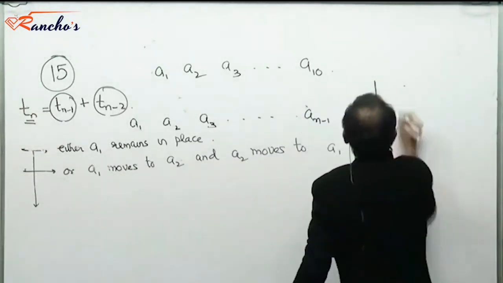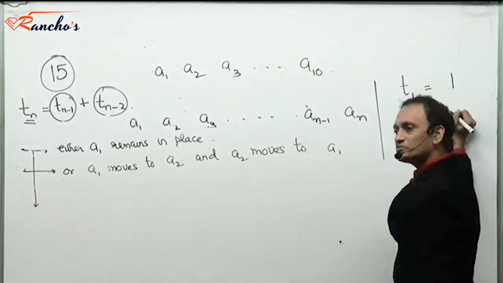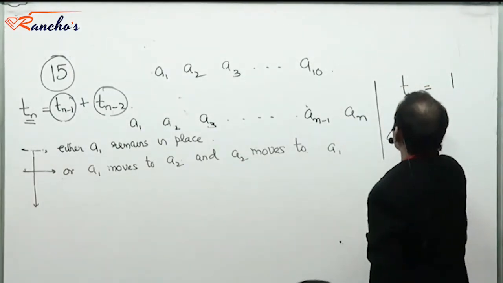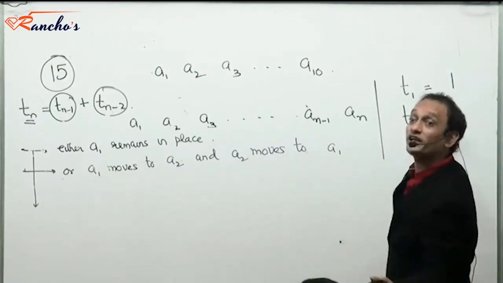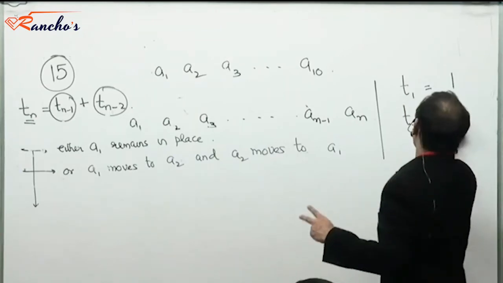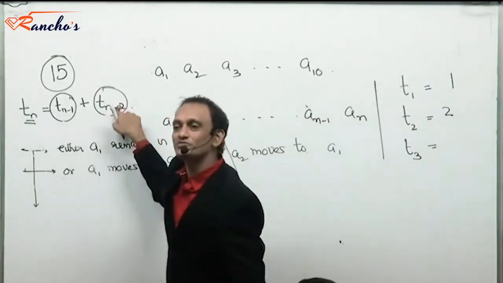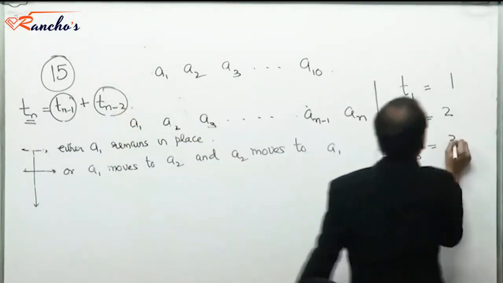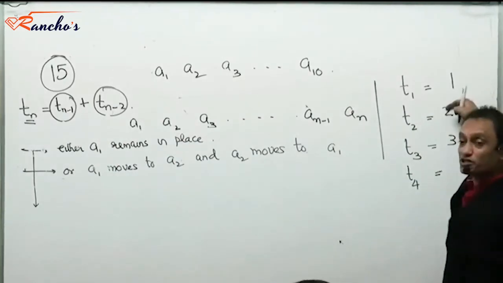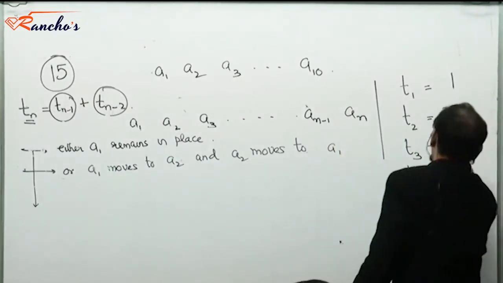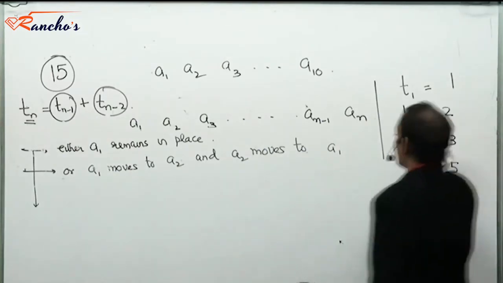Okay. Tell me what would T1 be if there is only one child? There is only one arrangement. If there are two children, AB and BA, how many arrangements? 2. Now, T3 from this rule would be T1 plus T2, which would be 3. T4 would be T3 plus T2 from that rule, which is 5. T5 would be 8.